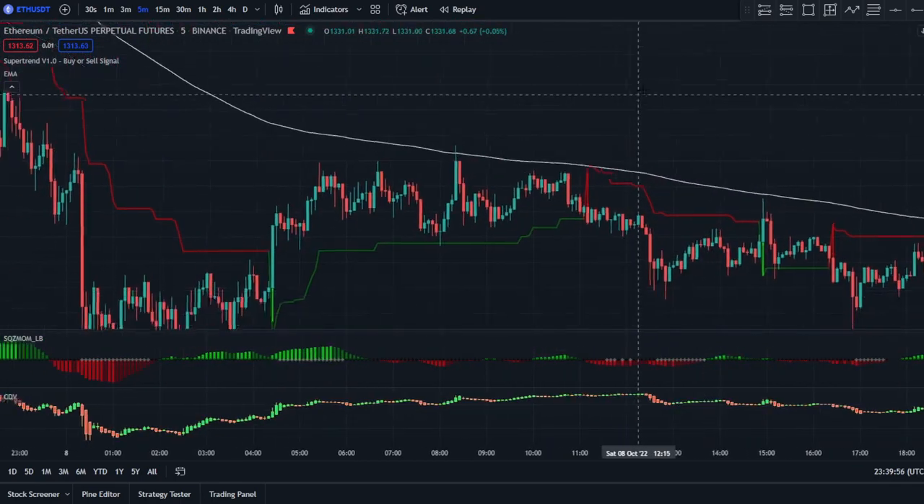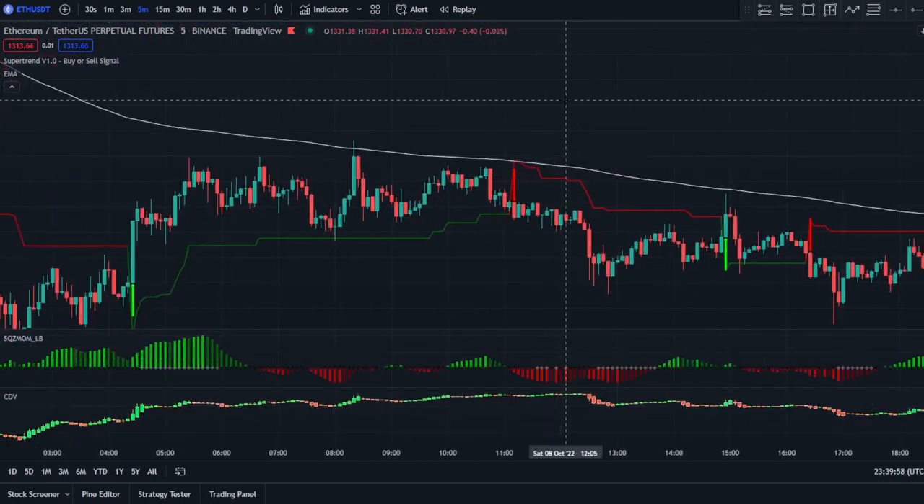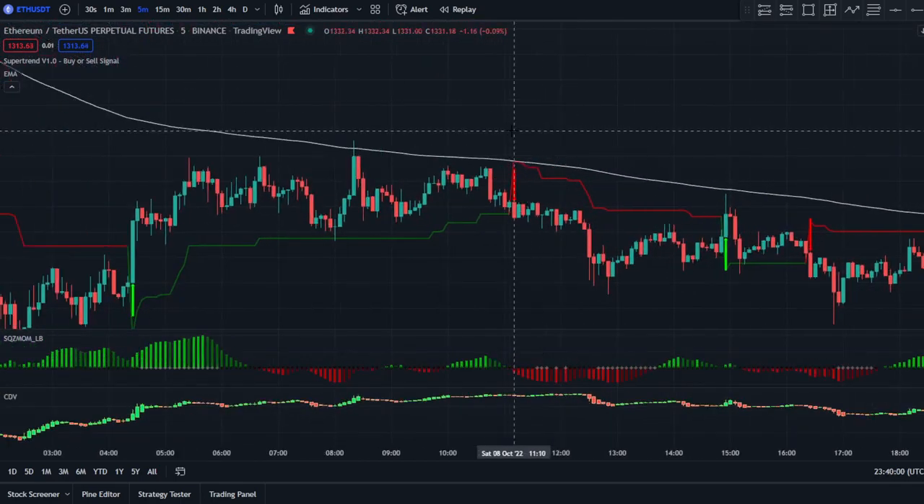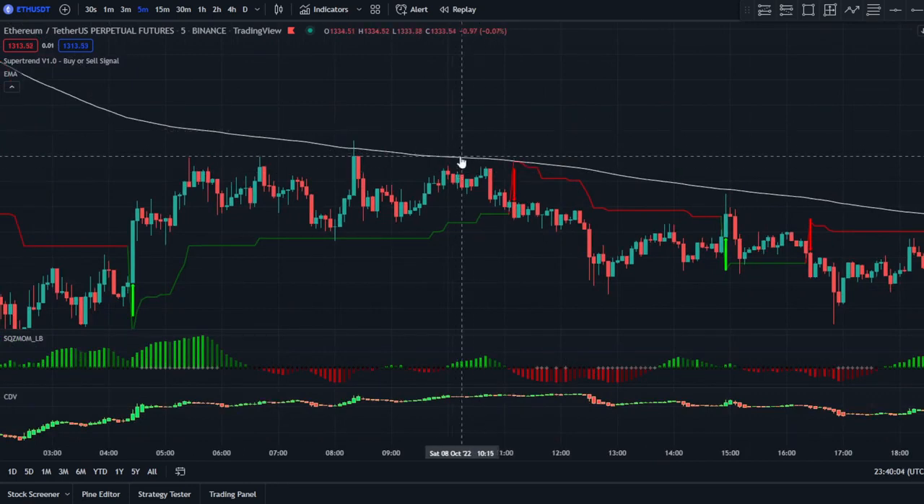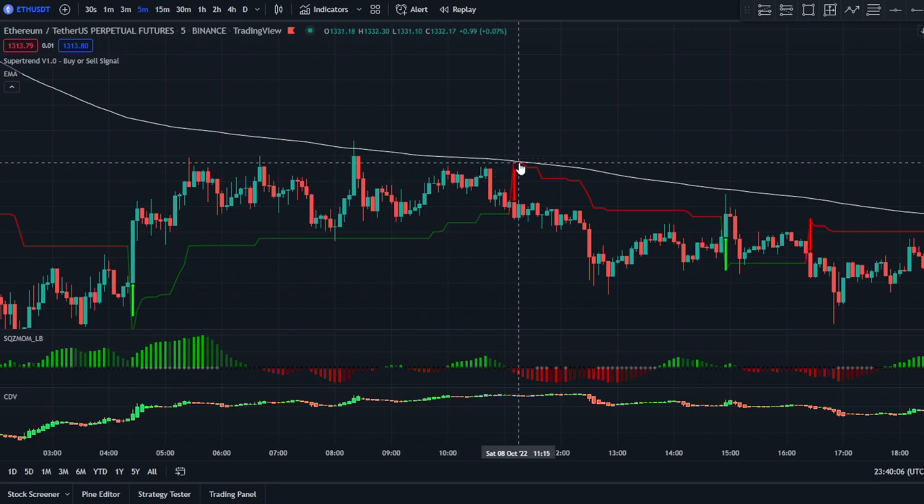So very simple, we are basically going to use the same rules as we did for the long position, except we're going to flip it around and use it for the short side. So first up, price has to be below your super trend line and price has to be below your 200 EMA. So there we have, both is below, and we have a sell signal here. And next up, we must look at the squeeze momentum. It must be bright red, and the cumulative delta volume must be bright red as well.